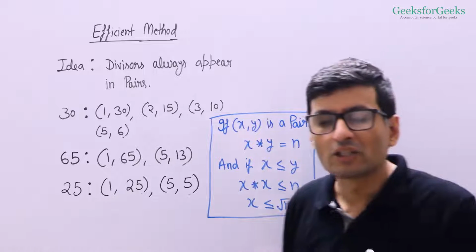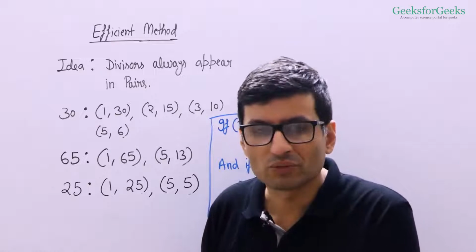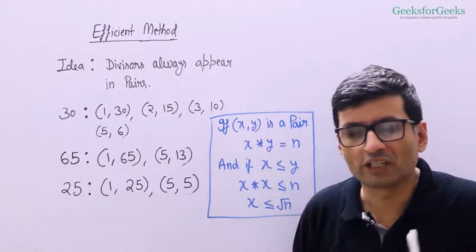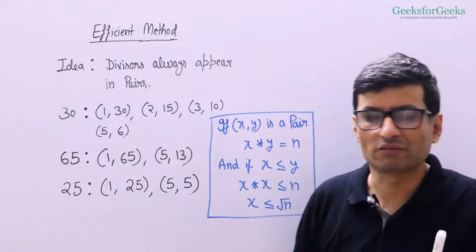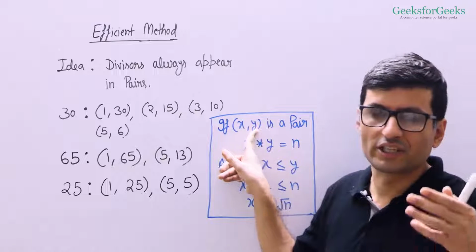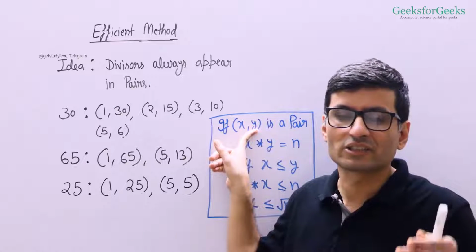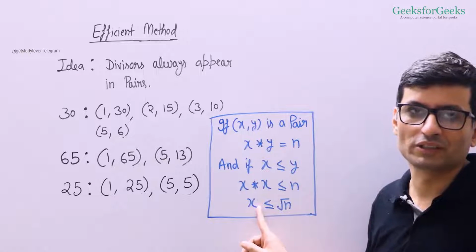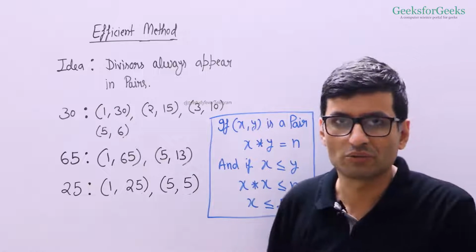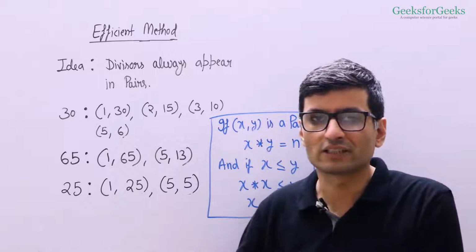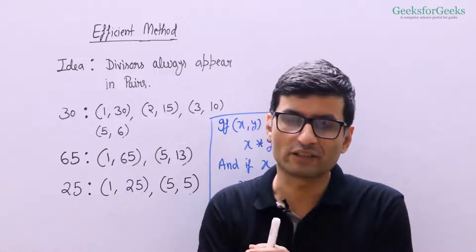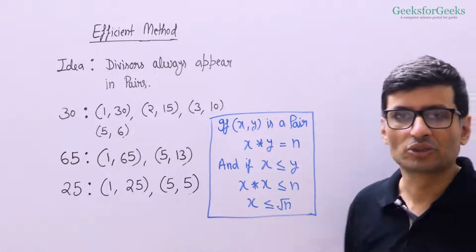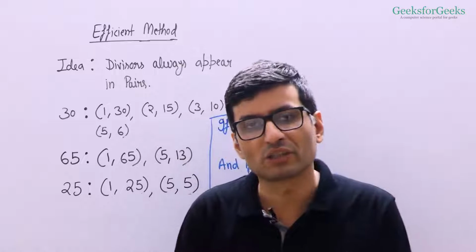So the idea is not to check from 2 to n minus 1, but to check from 2 to square root of n. And why do we need to check only till square root of n? See, if there is a divisor y, which is greater than square root of n, then this divisor is going to have a pair x, which is going to be smaller than or equal to square root of n. So I don't need to go beyond square root of n, because even if there is a divisor higher than this, this divisor is going to be having a pair, and I must have found that pair because I'm traversing till square root of n.